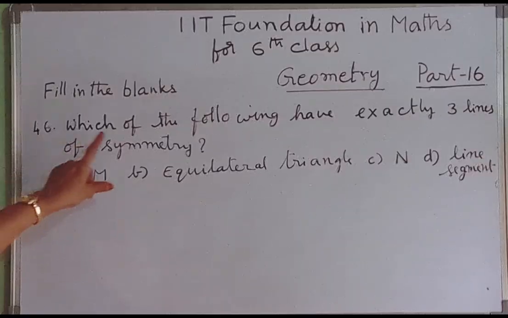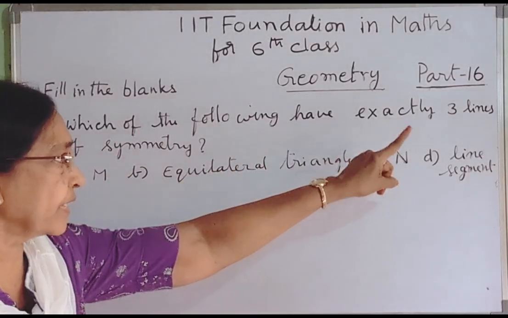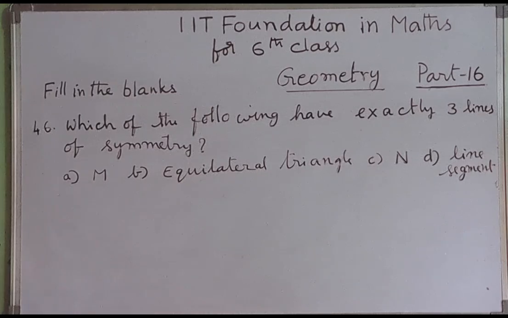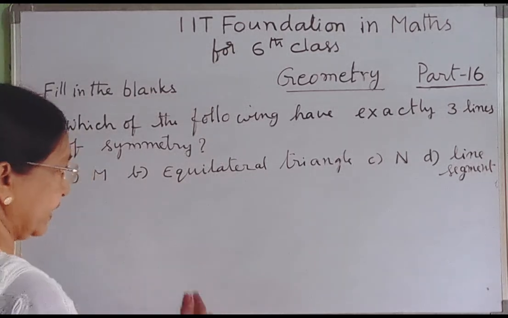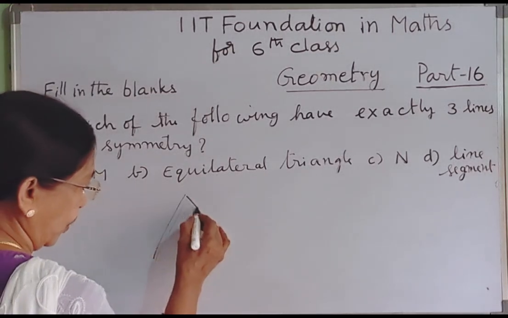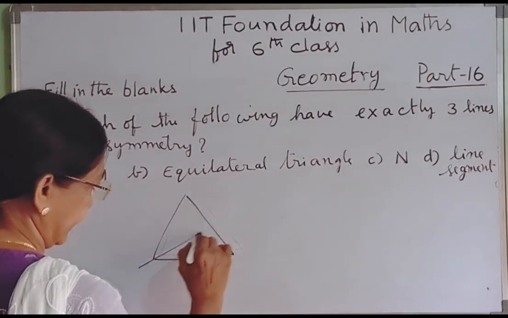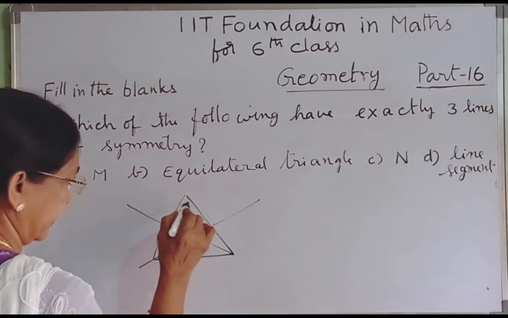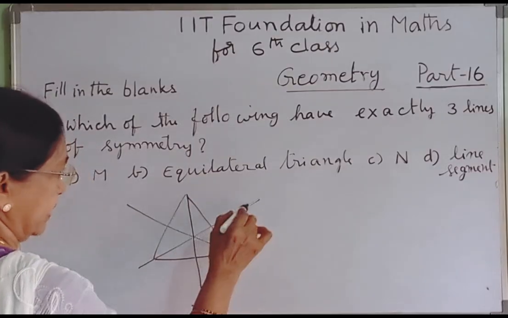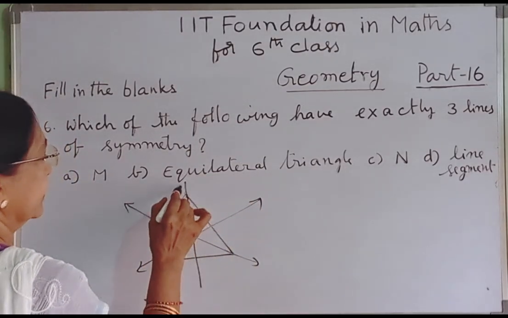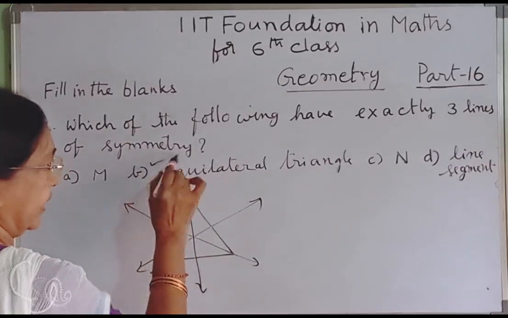Next, 46. Which of the following have exactly three lines of symmetry? M has only one line of symmetry. Equilateral triangle, a triangle whose all three sides are equal, has three lines of symmetry. These three lines are lines of symmetry. So this is the correct answer.